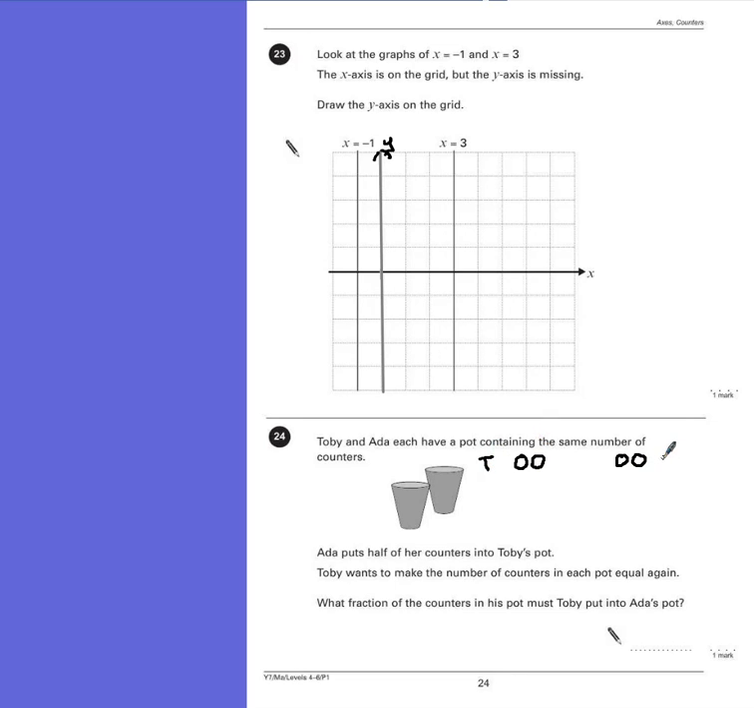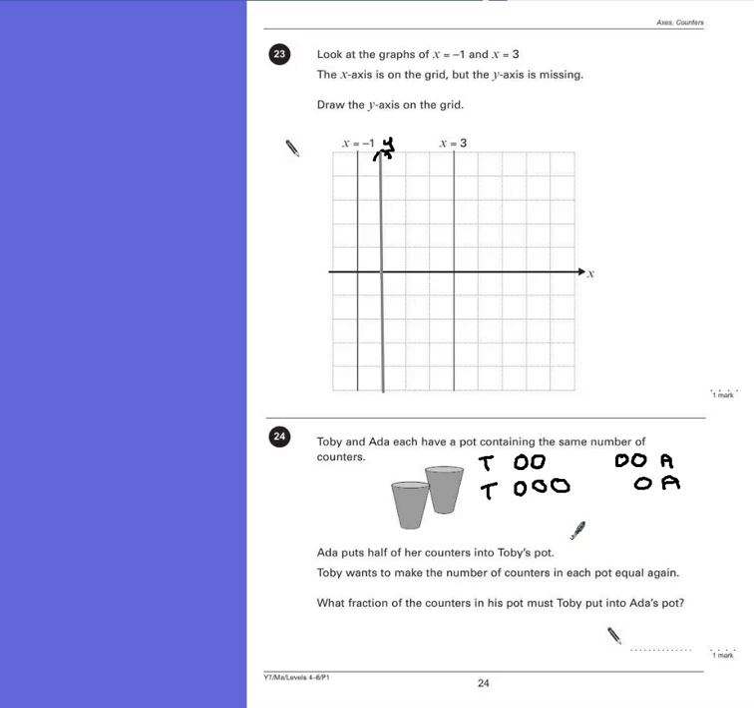Toby and Ada both start off with the same number of counters. If Ada puts half of her counters into Toby's pot, she puts 1 of her counters across, which means Toby now has 1, 2, 3, and Ada only has 1.